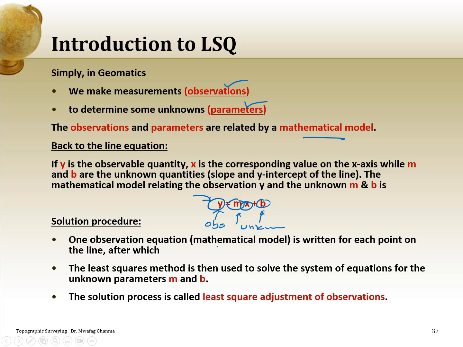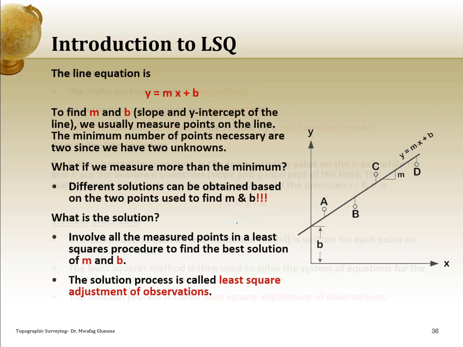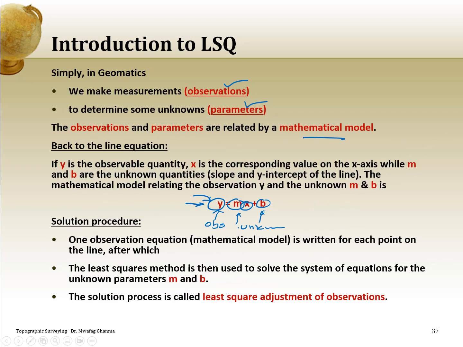Now, how do we solve using so many redundant points that we have measured in the field? We apply this equation for every point, so we will have as many equations as the number of points that we measure on the line. In the previous example, we measured 4 points, A, B, C, D, and we apply this equation once for each of A, B, C, and D. Now we will have 4 equations.